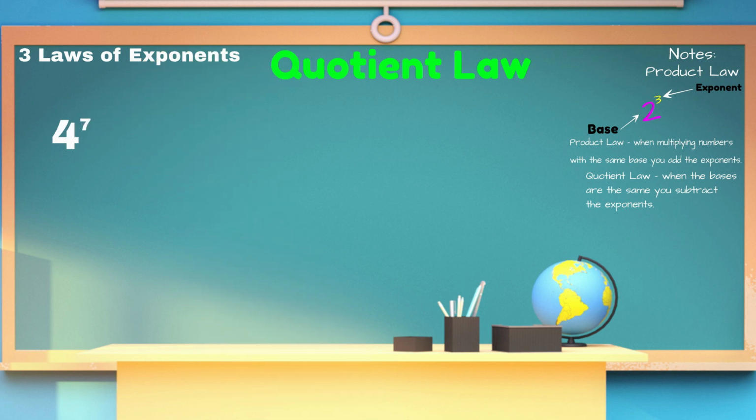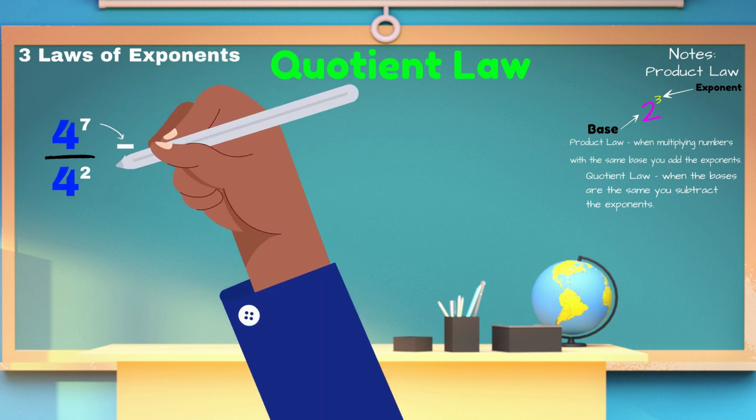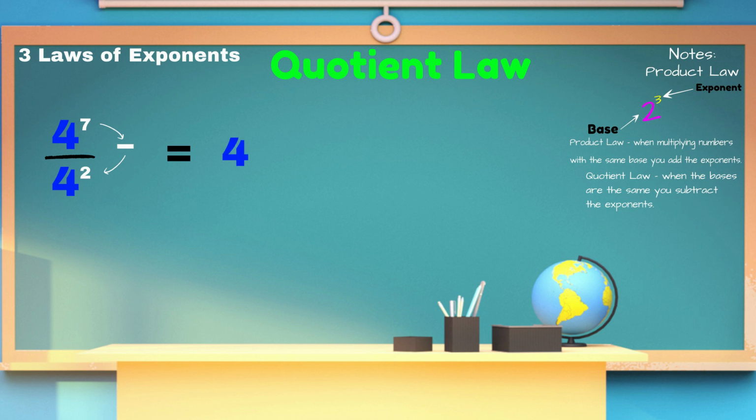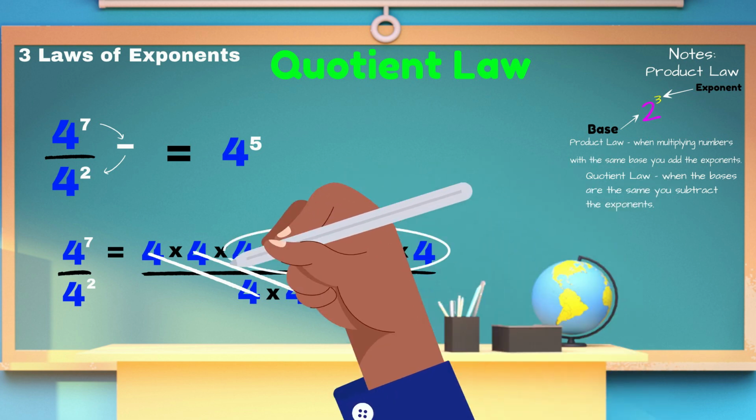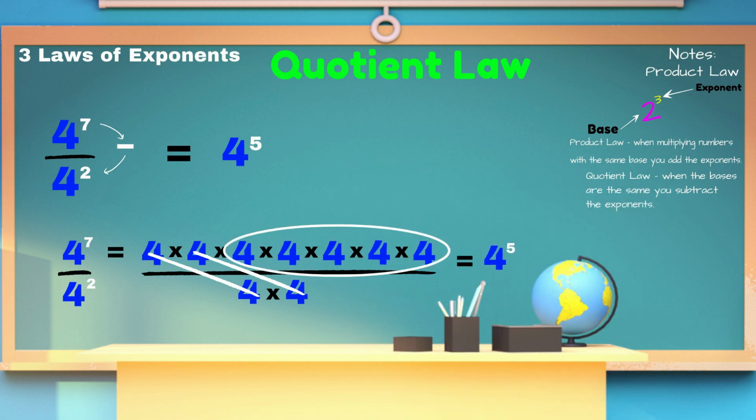Okay, 4 to the 7th power divided by 4 to the 2nd power. Bases are the same. 7 minus 2 is 5. 4 to the 5th power. Perfect. Let's try a proof. 4 to the 7th power is just really 4 times 4 times 4 times 4 times 4 times 4 times 4, divided by 4 squared, 4 times 4. We can cancel the 4's. 1, 2, and we're left with 4 to the 5th power.